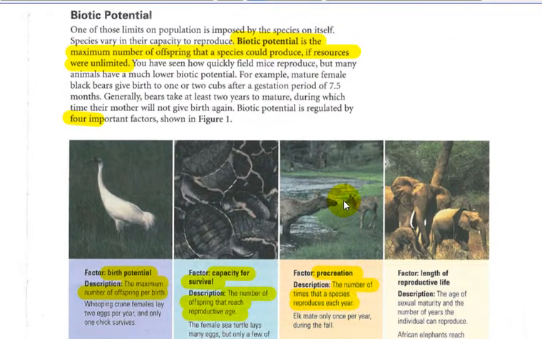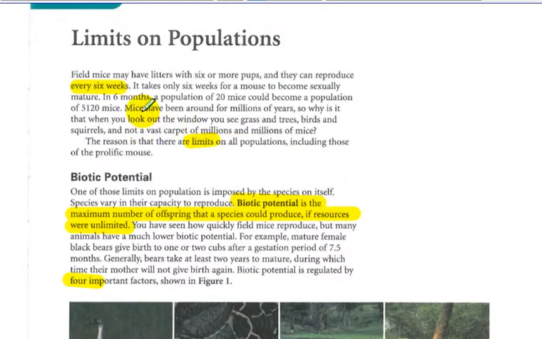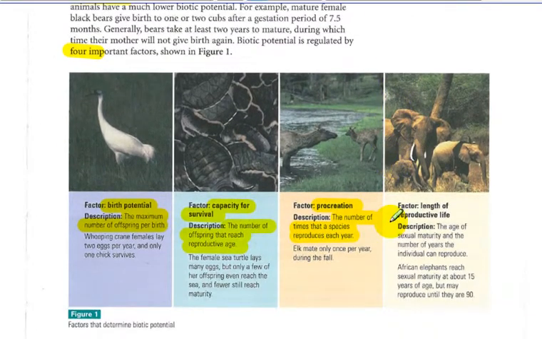So you saw the mice there. Every 6 weeks they can become sexually mature and then of course reproduce quite often. Elk mate once per year during the fall, so that is the number of times that a species can reproduce. The mouse, many times per year.